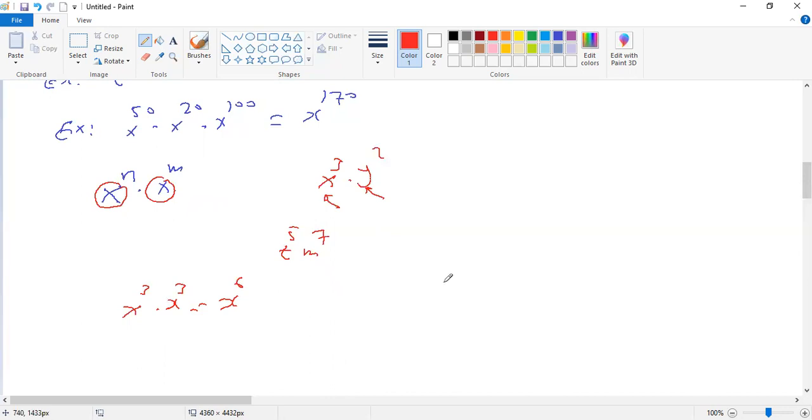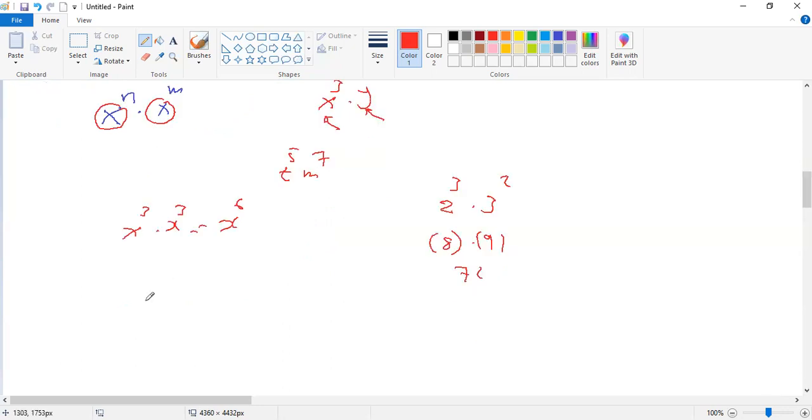For example, if I say 2 cubed, which means 8, multiplied by 3 squared, which means 9, what will the answer be? 8 multiplied by 9 is 72. So look at here: we can't add the powers. If I add the powers, it is impossible to get 72. So 2 cubed is 8, 3 squared is 9, and adding the powers is wrong. The only way is to find each one separately. 2 cubed is 8, 3 squared is equal to 9. So this is the first point. If we look at the rule, the first condition is that the bases are the same.